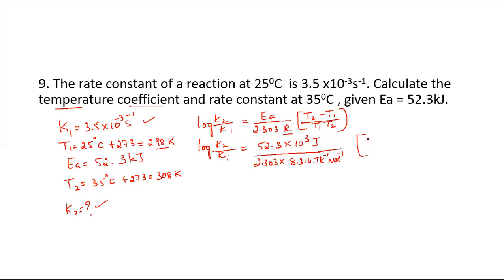And what is the temperature? T2, the final temperature, is 308 Kelvin minus 298 Kelvin, the initial temperature, whole divided by 298 into 308. So just go through it and solve the right-hand side values. Then solve it and tell me the final answer for log K2 by K1. Go through it and solve. Tell me the log K2 by K1 value. Be fast.